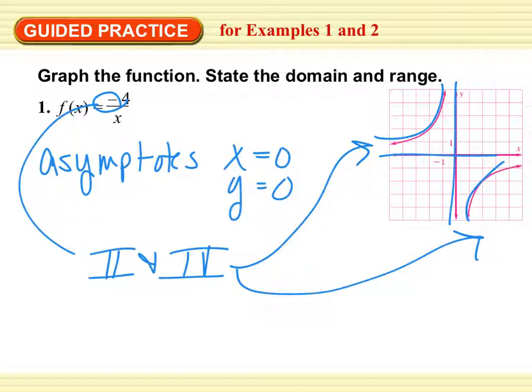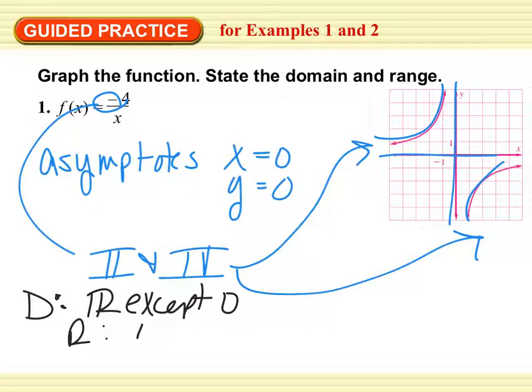I just realized I forgot domain and range. The domain is going to be all real numbers except 0, and the range will also be all real numbers except 0. Those are easy when they don't move anywhere, okay?